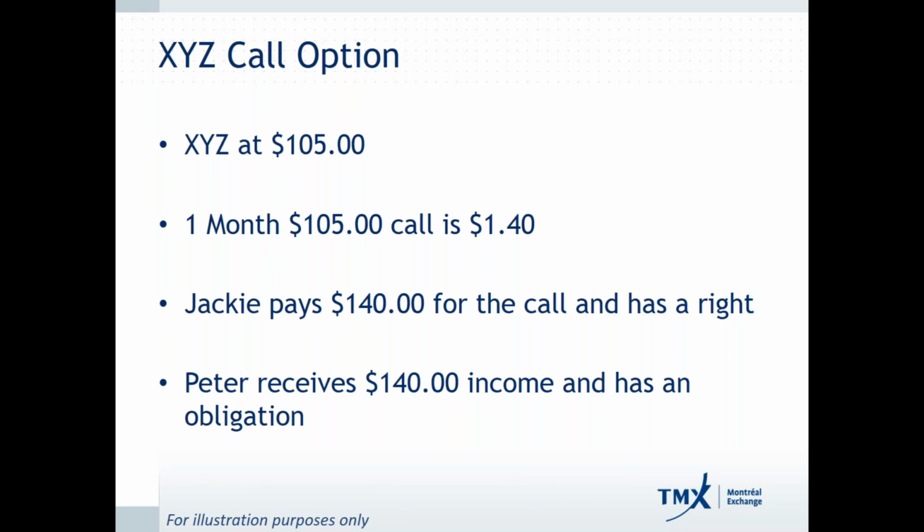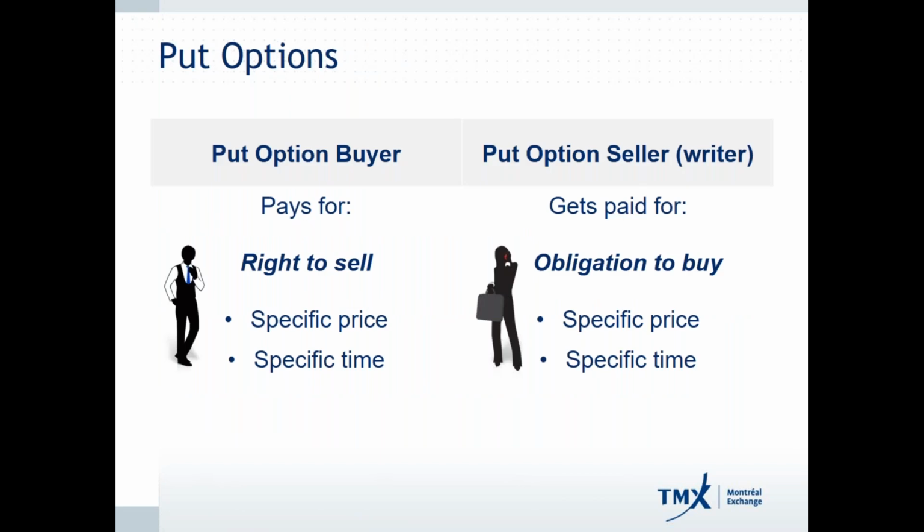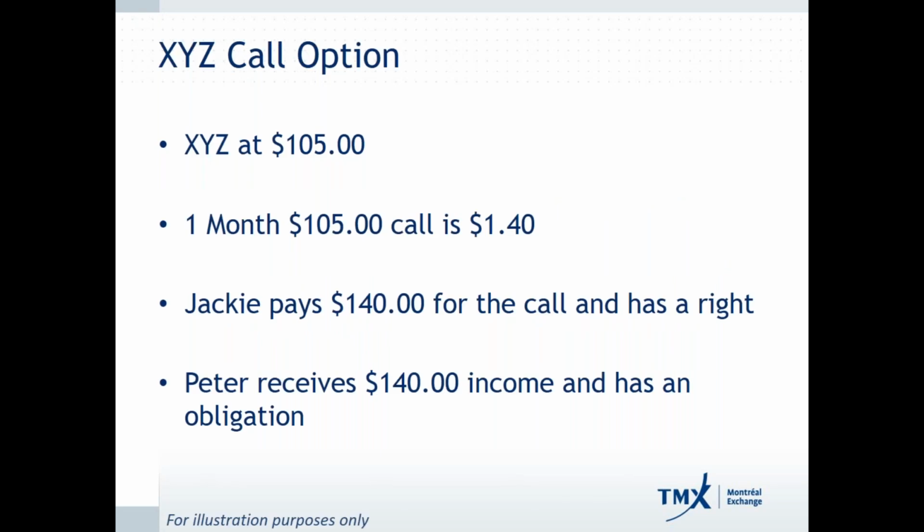Alternatively, with just a $140 call option, Jackie doesn't have to own the shares yet. She has the right to buy the shares at 105, but does not yet own them. So she's synthetically controlling those 100 shares of this XYZ stock, and it only cost her $140 to do so. So now Peter receives the $140 income and has an obligation to sell her the shares at 105 if she wanted them. So that's how a deal is struck between two counterparties.